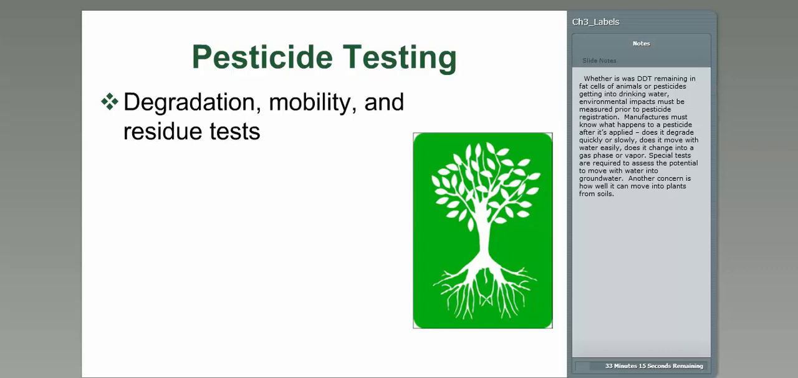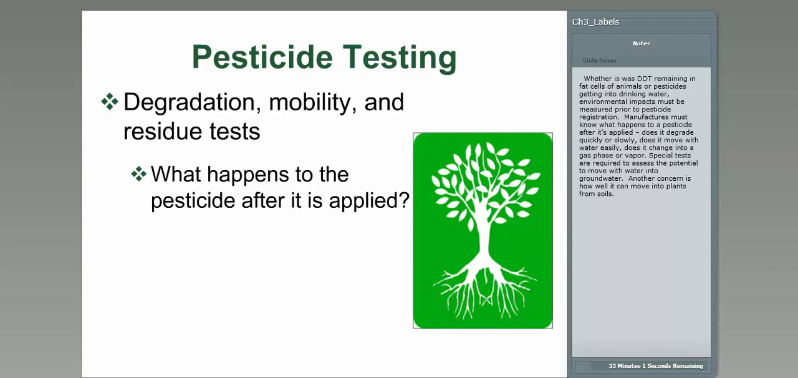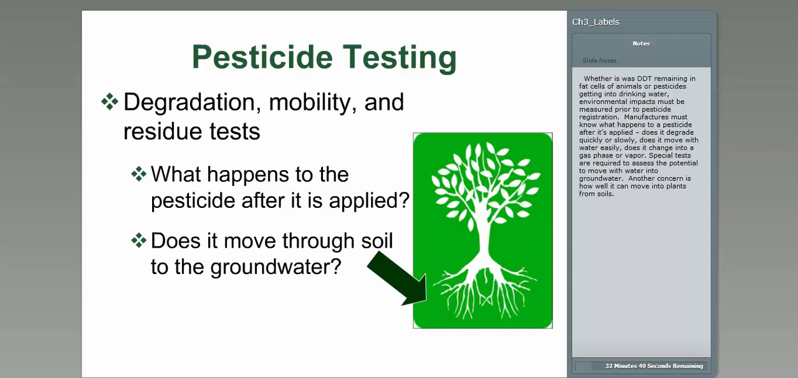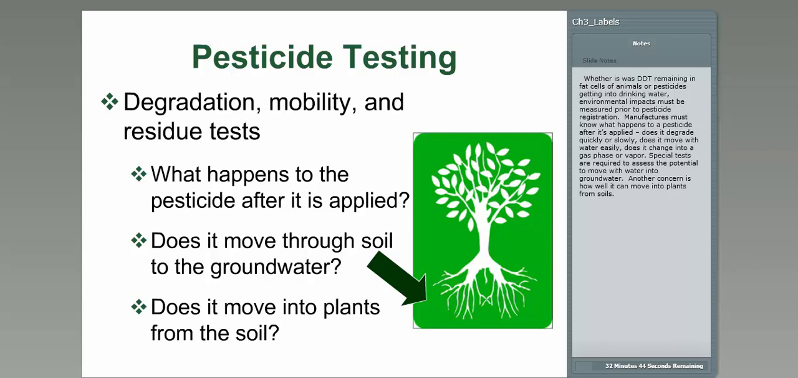Whether it's DDT remaining in fat cells of animals or pesticides getting into drinking water, environmental impacts must be measured prior to pesticide registration. Manufacturers must know what happens to a pesticide after it's applied. Does it degrade quickly or slowly? Does it move with water easily? Does it change into a gas phase or vapor? Special tests are required to assess the potential to move with water into groundwater. Another concern is how well it can move into plants from soils.